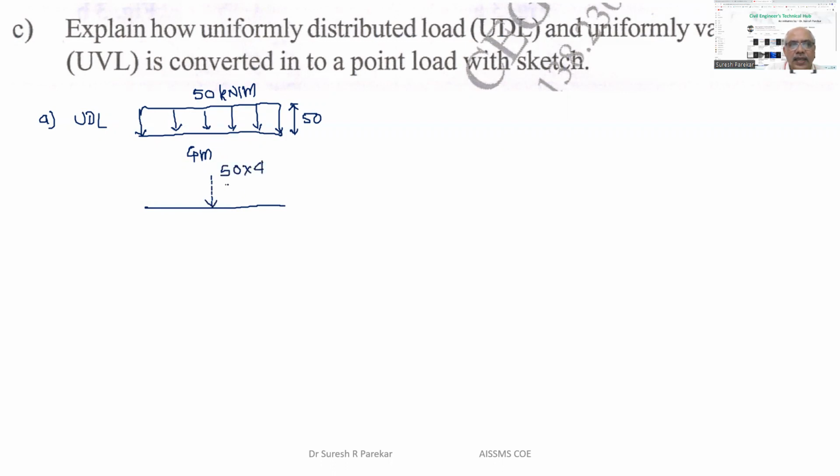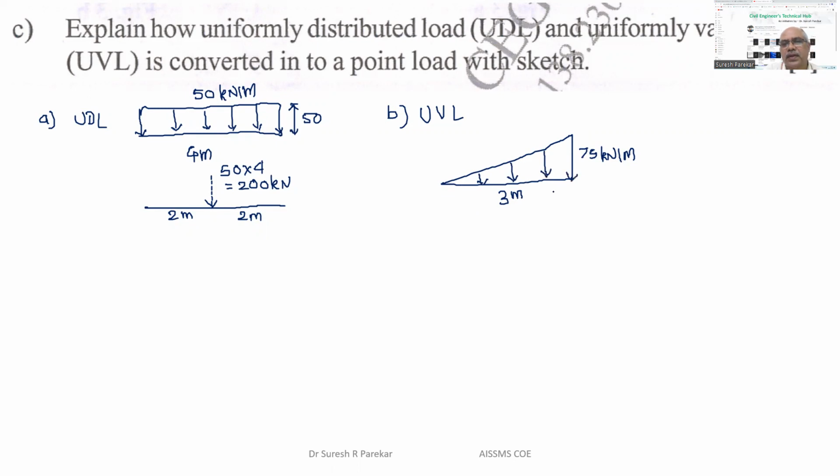50 into 4 equal to 200 kilonewton, and that will be at 2 meter, that is at center. Now if we go to UVL, uniformly varying load, then this will be a triangle. So we have a triangular load, and this value, let us say 75 kilonewton per meter, and this, let us say 3 meters. So it varies from 0 to 75 kilonewton per meter.